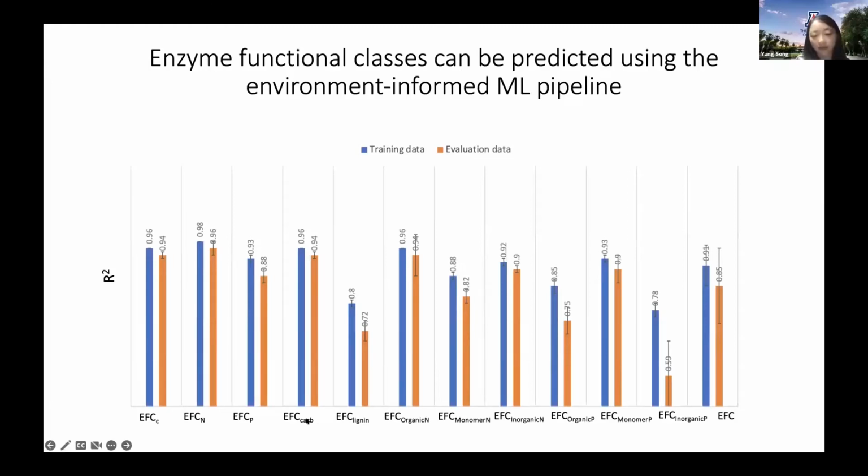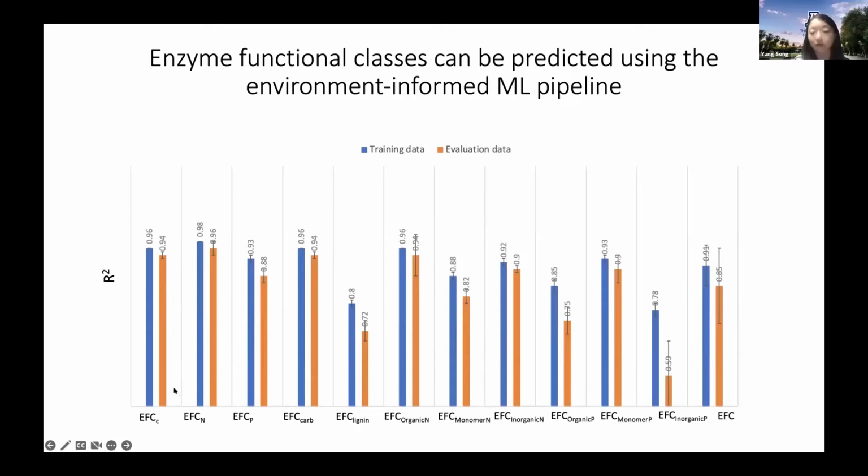And similarly, as you go from left to right, you can identify them by name: the enzymes related to carbohydrate and lignin decomposition, organic nitrogen monomer, and inorganic nitrogen assimilation. The same thing here for phosphorus. Then the last column is the overall performance for all the EFCs we classify here. The blue bar is the model training data result, and the yellow bar indicates the result for the evaluation data. So basically, we can conclude that the model did a good job predicting the enzyme abundance for each of these enzyme functional classes.